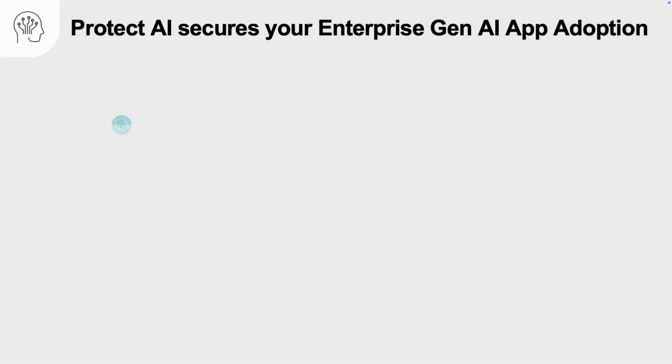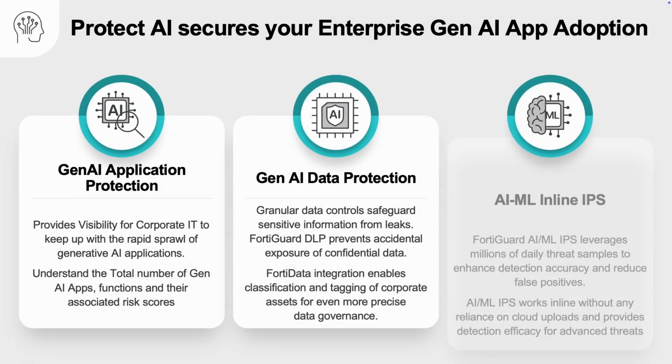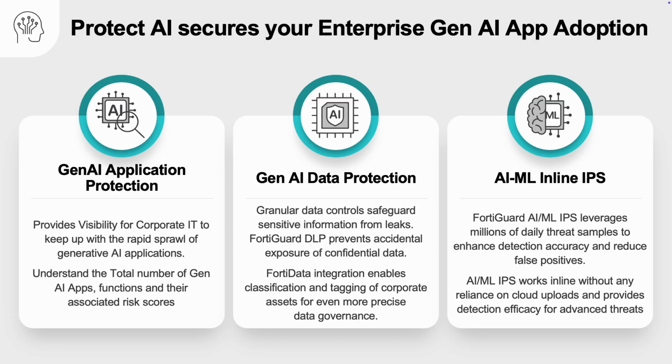As generative AI applications rapidly proliferate across the enterprise, corporate IT teams face increasing challenges in maintaining visibility, governance, and security. Fortinet Protect AI addresses this challenge by providing comprehensive visibility into the expanding AI landscape, enabling organizations to keep pace with the rapid sprawl of generative AI tools and services. With Protect AI, enterprises gain a clear understanding of the total number of generative AI applications in use, the specific functions they perform, and their associated risk scores. This insight allows security teams to identify high-risk AI usage, prioritize mitigation efforts, and enforce policy-driven controls.